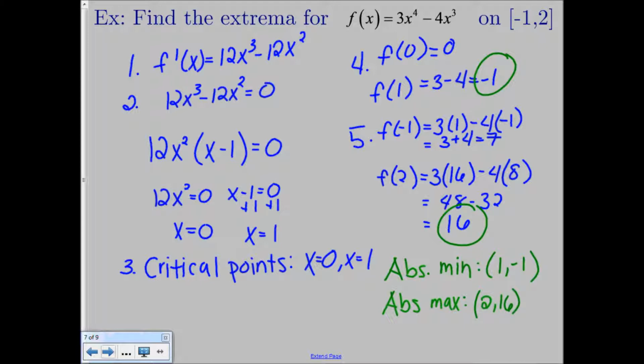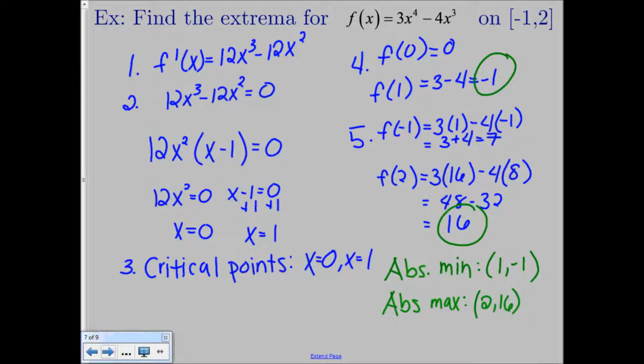So sometimes, even though we get critical points, they're not necessarily going to be absolute extrema for a function. They might be relative extrema. So we could label the point 0, 0 as being a relative extrema on this interval. But usually when you're on a closed interval, you're just looking for absolute mins and maxes, which are just going to be your highest and lowest y values.